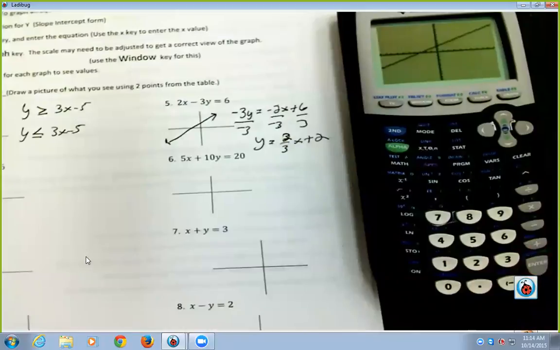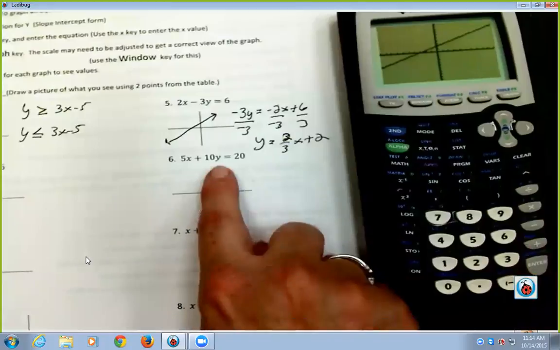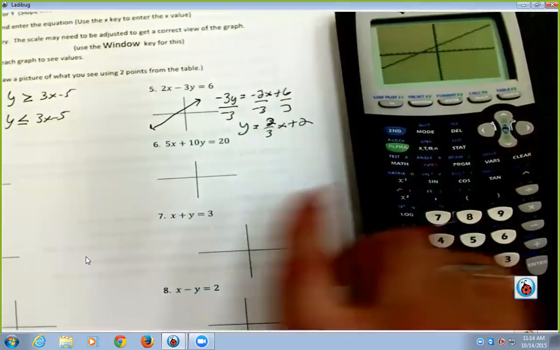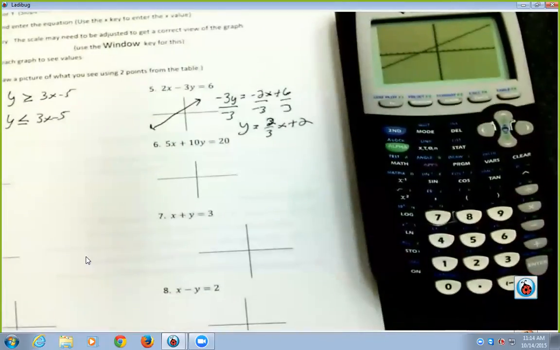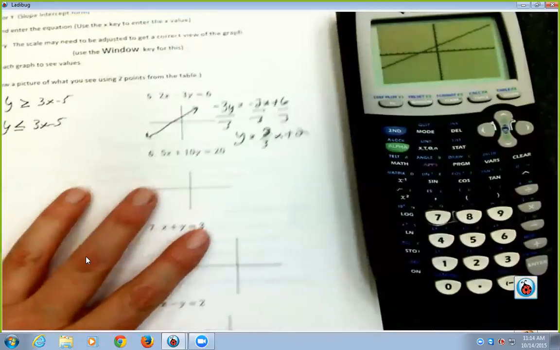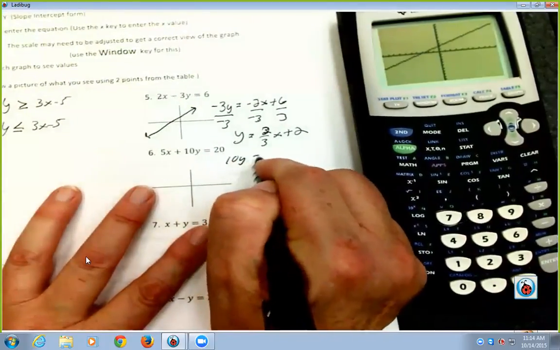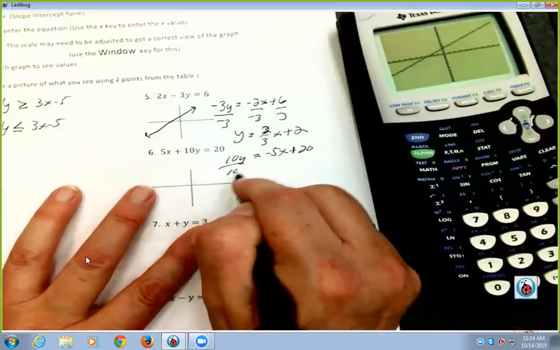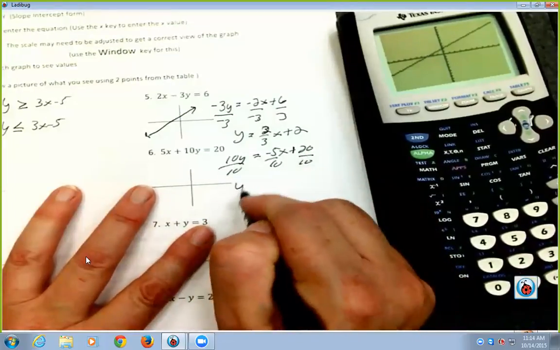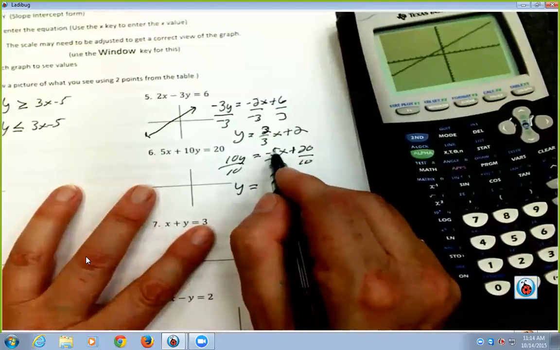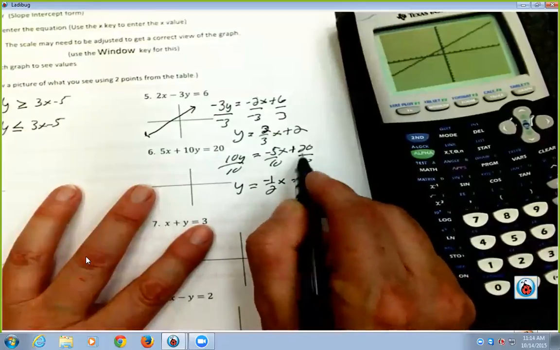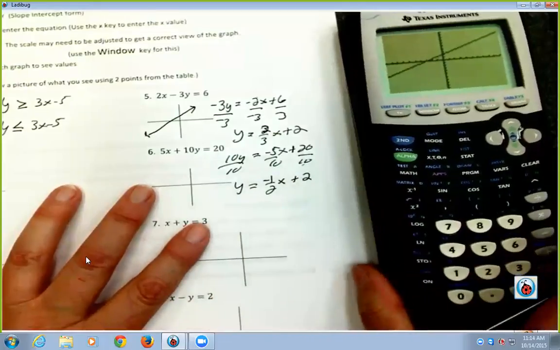Okay, what do you think? Not so bad on working with these. The next one, same process, dividing by 10 in that case when we get all done. And so then you would graph it and see what it looks like. It'll come out as a fraction too. So I get 10y is equal to a negative 5x plus 20. Divide by 10. And I find y is equal to negative 5 over 10 reduces to a negative 1 over 2. 20 divided by 10 comes out to be 2.